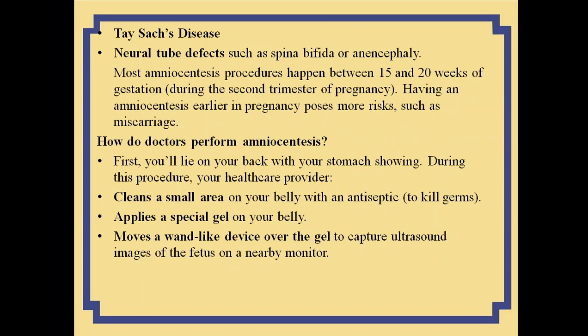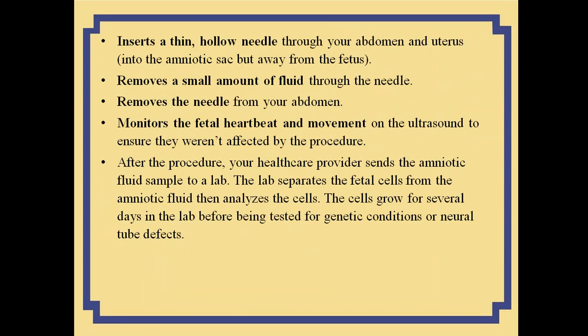Okay, so what is the procedure to perform this amniocentesis? The basic common procedure is cleaning a small area of your belly, applying a special gel, and then moving a wand-like device over it, which is an ultrasound that gives a complete image of the fetus. With the help of the ultrasound, a thin needle is inserted into the abdomen, directly into the uterus. From there, a small amount of liquid is drawn, and then the needle is taken out. The test is done in a very careful manner in order to check and verify that the fetal heartbeat and movement are normal. Okay, so after this, the liquid collected from the amniotic fluid is directly sent to the laboratory for further analysis.